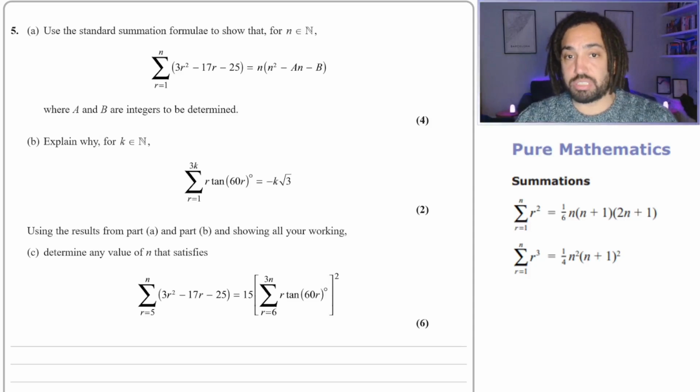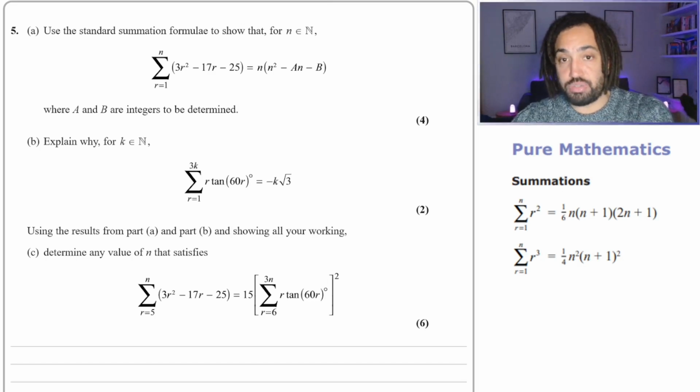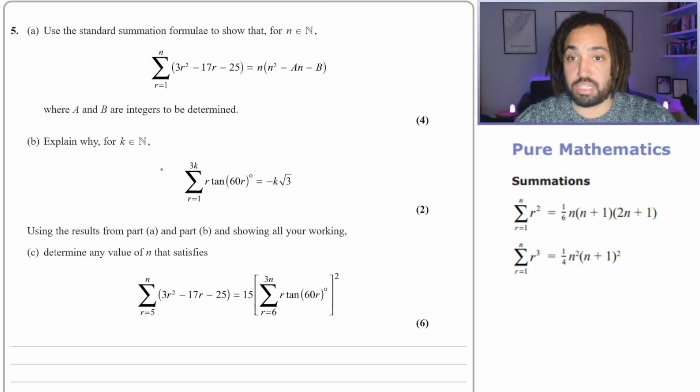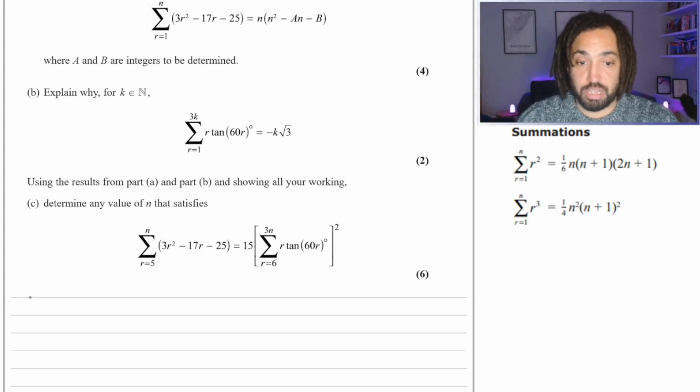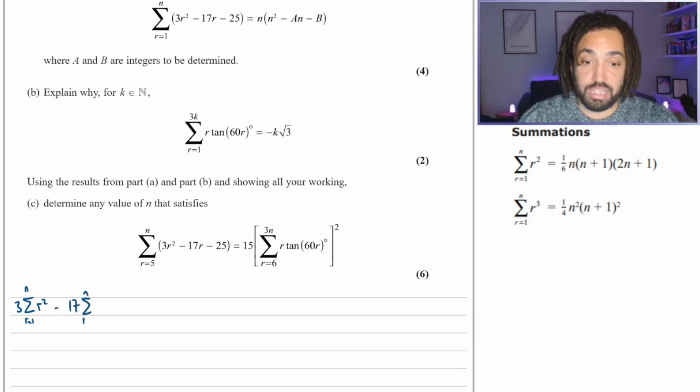Okay, here we go. Next question, question number 5, and I've put these summation formulas which you get given in your formula booklet on the right. It says use the standard summation formulae to show that the expression holds for all natural n. Okay, so what we're going to do is split it up into 3 parts. So first off, the sum from r equals 1 to n. There are 3 of them, and that's going to be of r squared. Minus 17 of the sum of the r's. And then minus 25 lots of just the sum of 1.